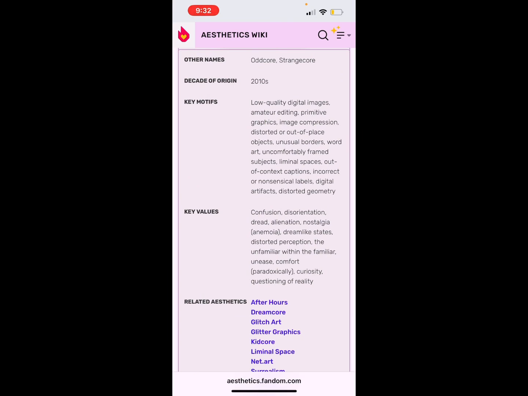Weirdcore. Other names: Oddcore, Strangecore. Decade of origin, 2010s. Key motifs: low quality digital images, altered editing, primitive graphics, image compression, distorted or out of place objects, unusual borders, word art, uncomfortable framed subjects, liminal spaces, out of context captions, incorrect or nonsensical labels, digital artifacts, distorted geography.